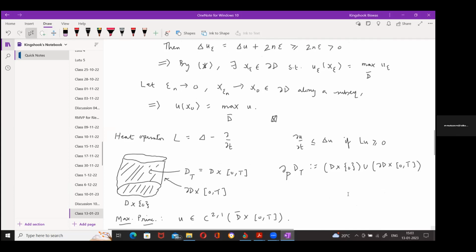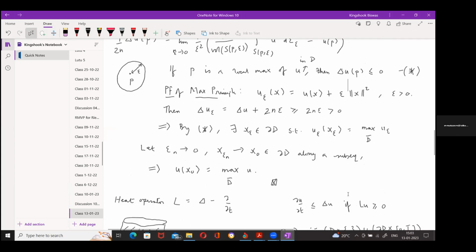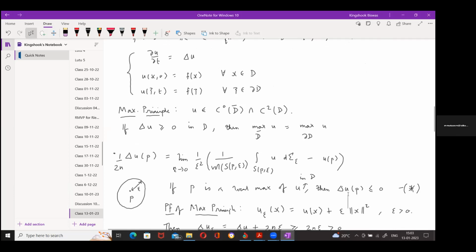So this parabolic maximum principle is immediately going to tell me that this solution of the heat equation is uniformly bounded for all time.